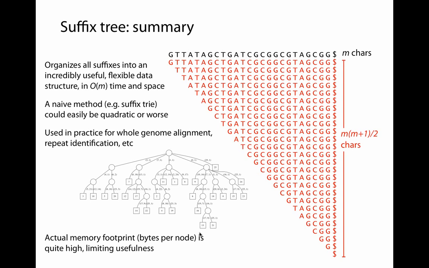Suffix trees are used in practice quite a bit. They're used in whole genome alignment. They're used to identify repeats, etc. But when you actually look at these practical tools, you'll find that the memory footprint, the number of bytes that we have to use to store a suffix tree, is quite high, which limits its usefulness. And so that's what's going to motivate the next couple of indexing data structures that we look at.